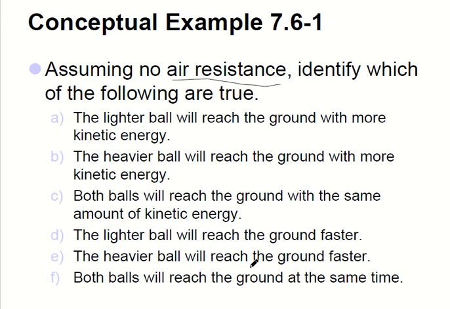But then E is, the heavier ball will reach the ground faster. Again, no, both will fall at the same rate with no air resistance, because it said so, there's no air resistance. And then F is, both balls will reach the ground at the same time. That is correct, because in the absence of air resistance, you have different objects, but they're going to fall with the same acceleration due to gravity, 9.8 meters per second squared, or 10. You can calculate approximately about the same, regardless of your mass, because your time is going to be the square root of 2h by g.